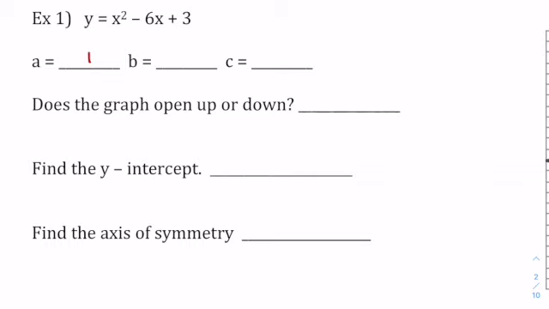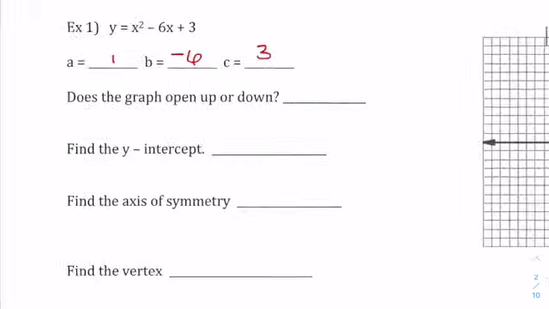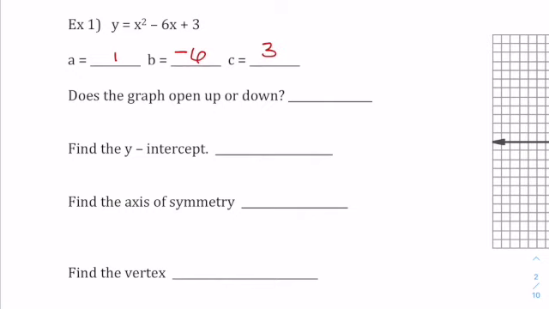B is the number in front of the x, so that's -6. And C is the one that does not have an x, so that's 3. Now, because A is positive, happy rice bowl. So in this case, A is greater than 1, positive, and then A is less than 1. Okay, so A is positive right here, so it's gonna open up.